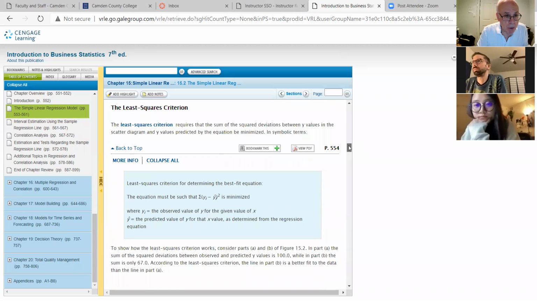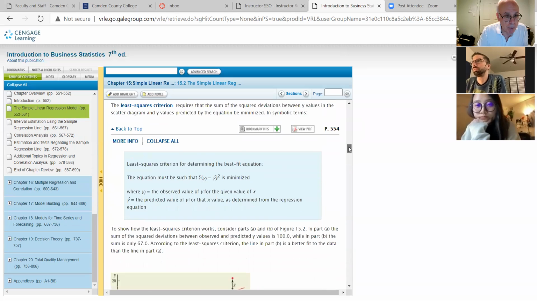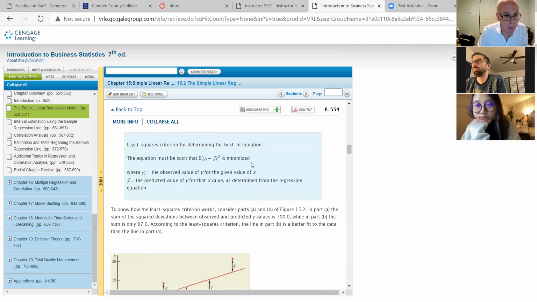We call the least squares a criterion here. So that's the methodology for doing this. And what does it do? It minimizes the sum of the residual squares. What you're seeing inside the parentheses is the residual, right?